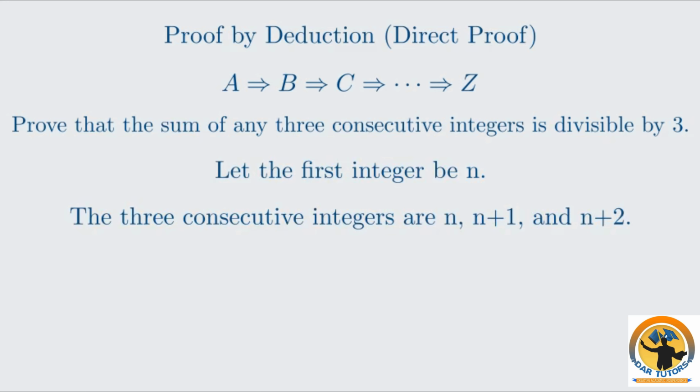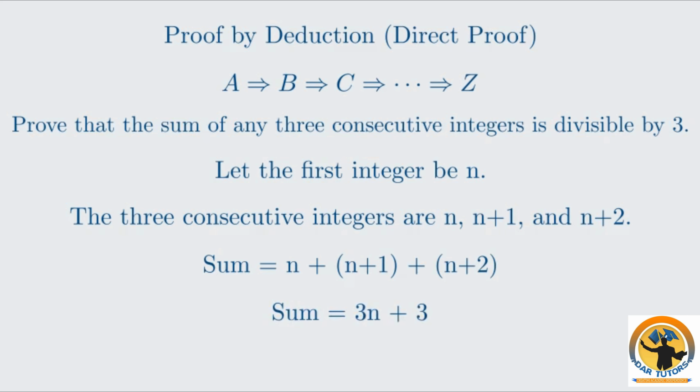Next, we need to find their sum. We add them together. The sum is n plus n plus 1 plus n plus 2. Now we simplify this expression by collecting like terms. n plus n plus n is 3n. 1 plus 2 is 3. So the sum simplifies to 3n plus 3.